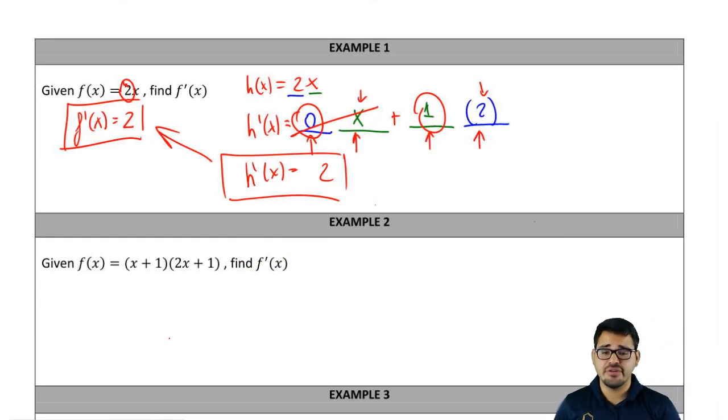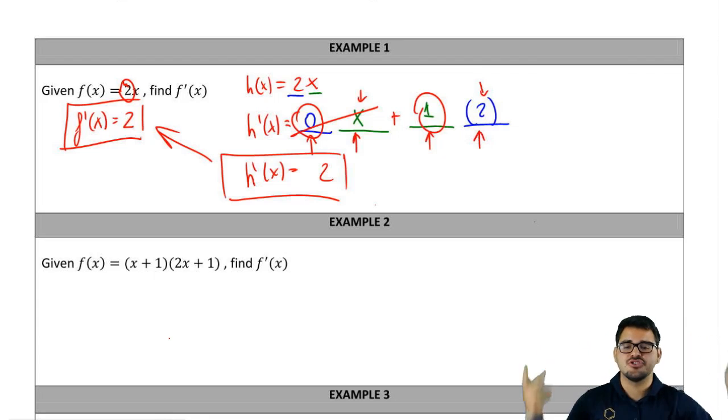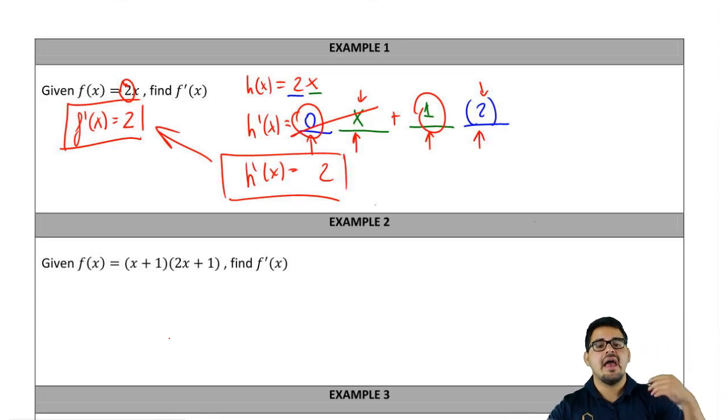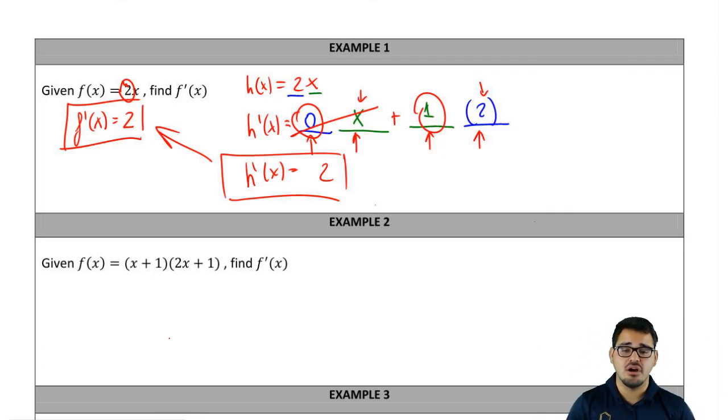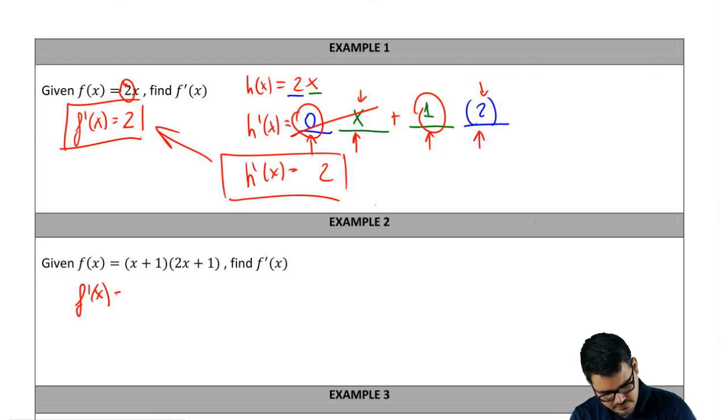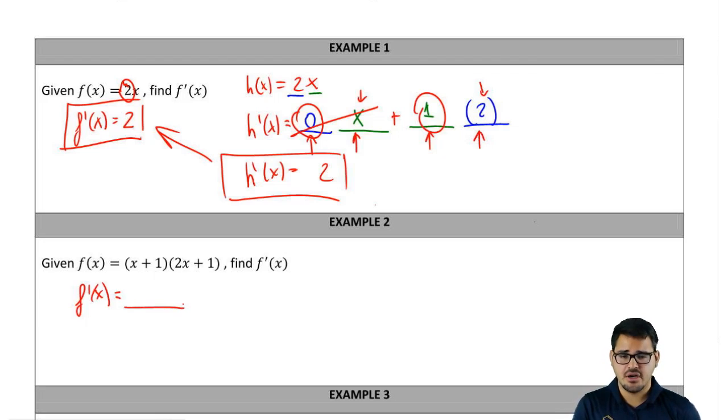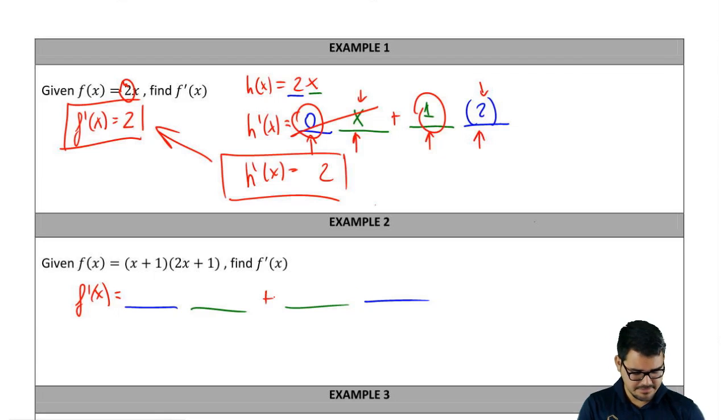Originally, what you would have to do for this is FOIL, distribute, combine like terms, and so on. So it just takes way too long. So what we're going to do is jump into the product rule, and we're going to do it with blue and green. So blue, green, green, blue. Blue plus, and we're going to have blue.